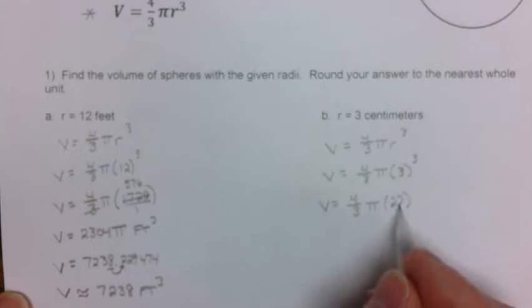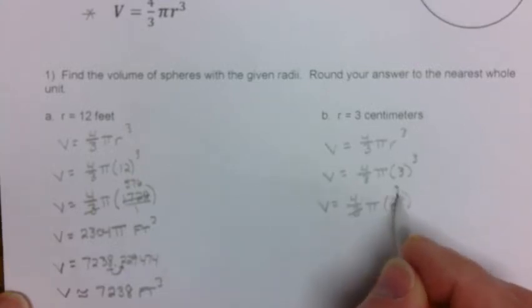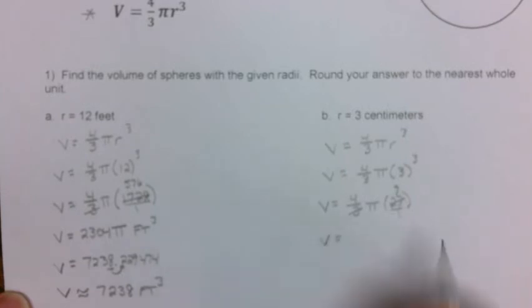And again, 27 is divisible by 3, so I'll simplify. 3 goes into 27 9 times. So I have 4 times pi times 9. 4 times 9 is 36. So I would have 36 pi cubic centimeters. But again, they said round to the nearest unit, so I'll actually do that multiplication.